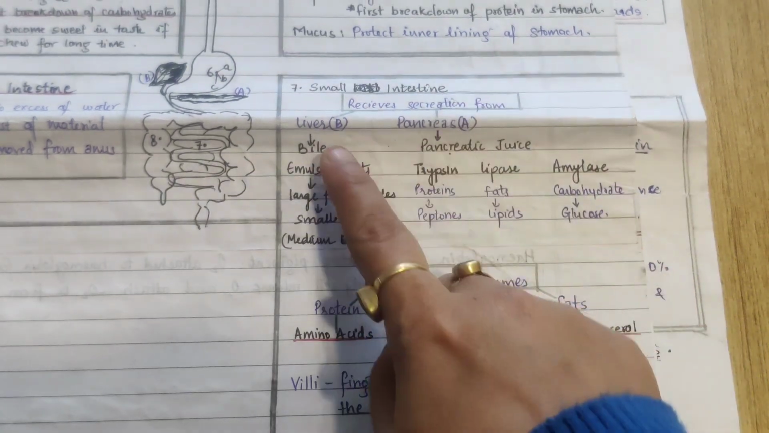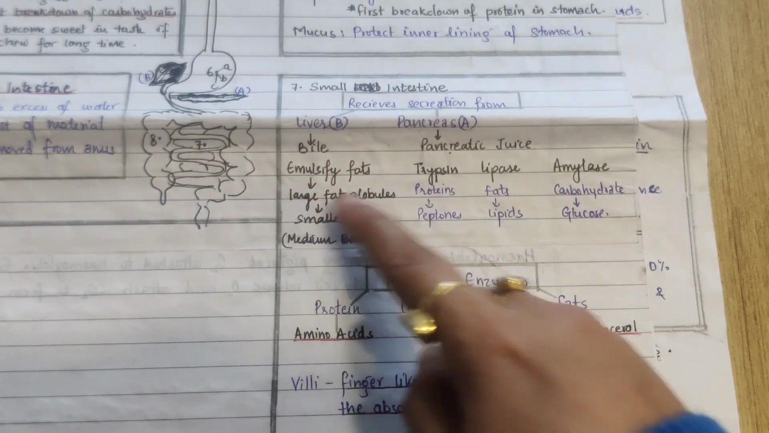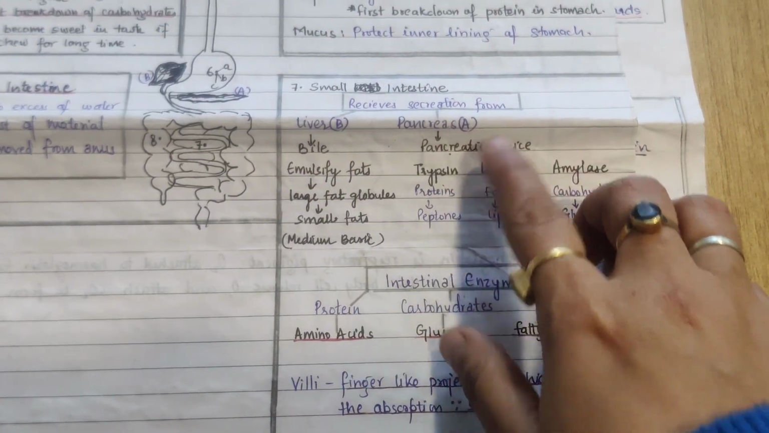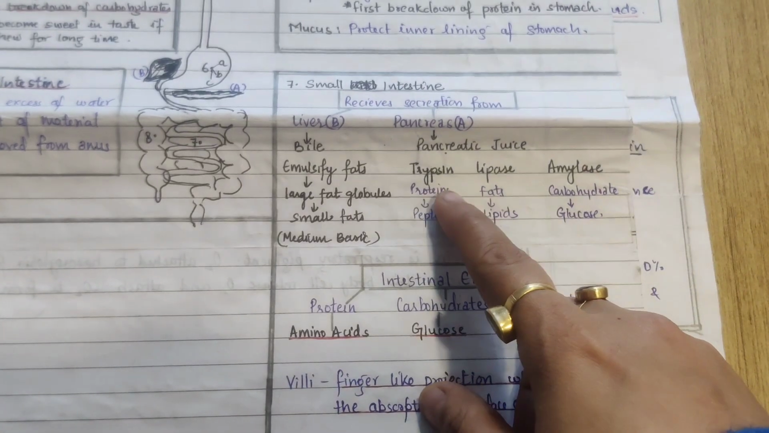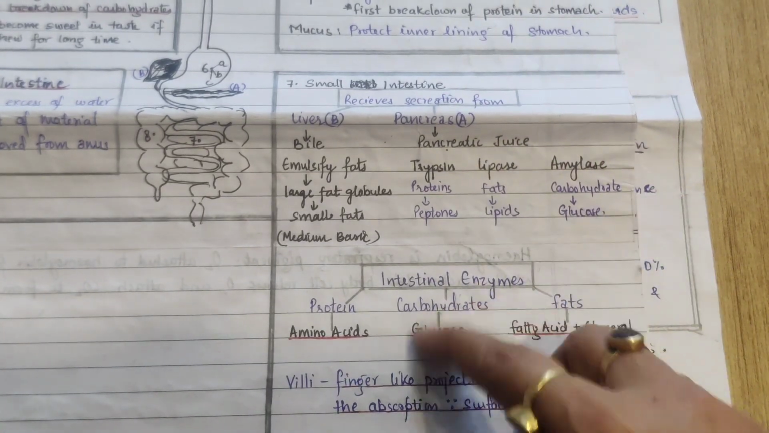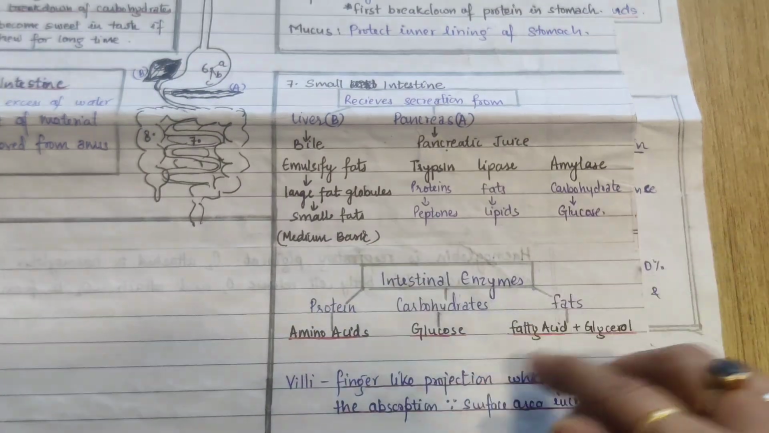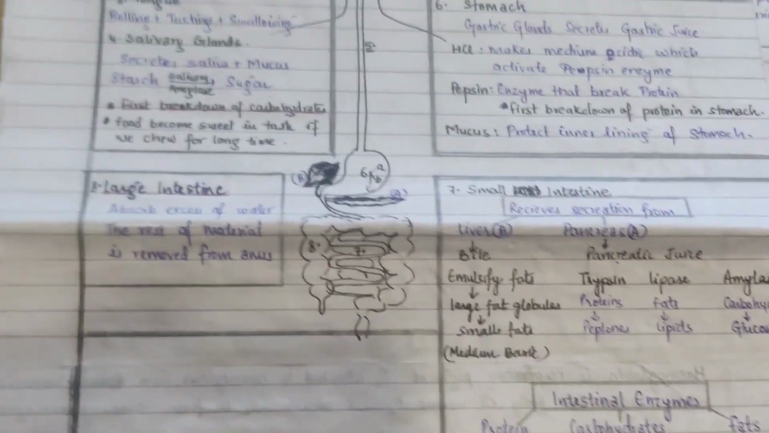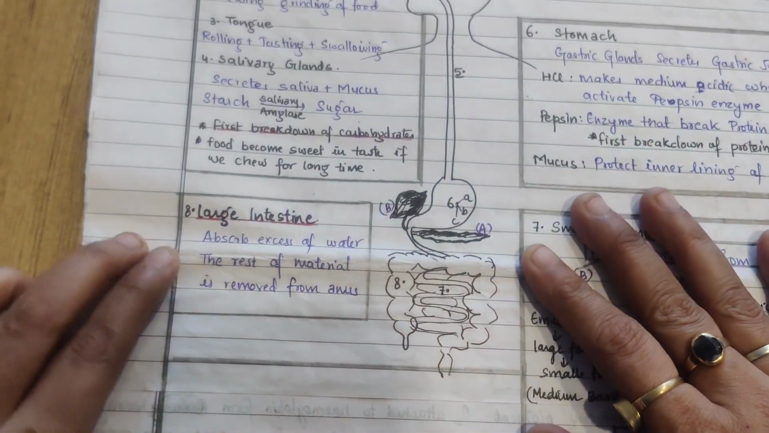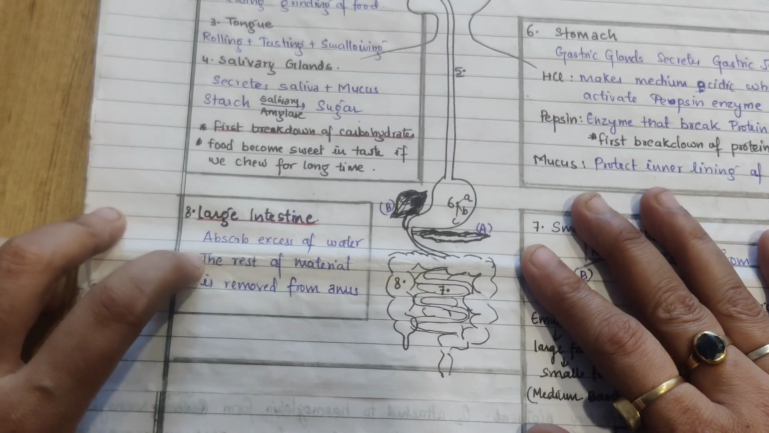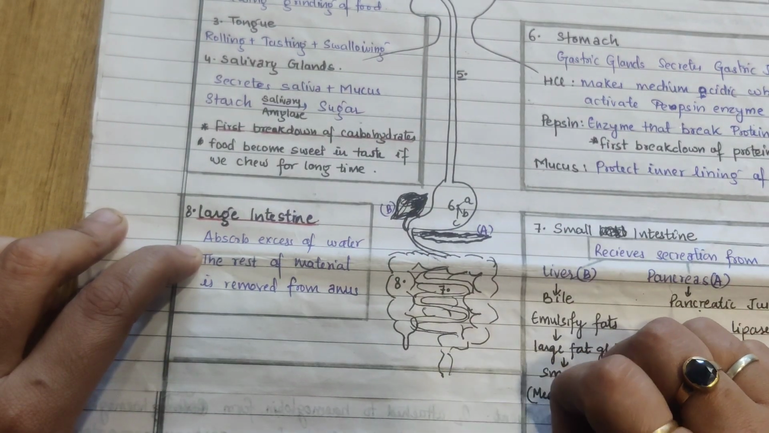There is a separate role of the liver, which is making the medium basic and emulsifying the fats. The pancreas breaks down food by the action of enzymes like trypsin, lipase and amylase, and intestinal enzymes convert the bigger molecules into their smaller units. Now, when food reaches the large intestine, its major role is to absorb excess water, and the rest of the material is removed through the anus.